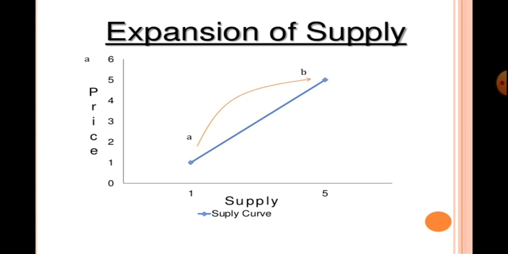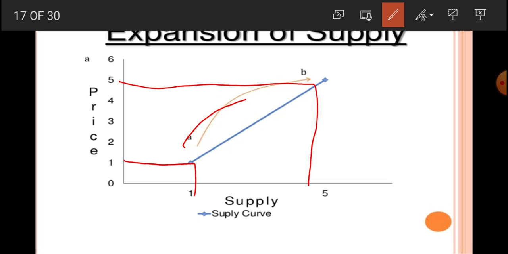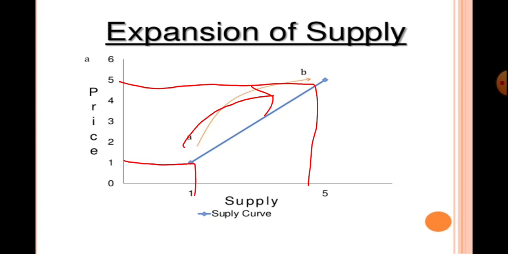So this is expansion of supply. Expansion of supply means, as it is clear, when price of ice cream increases from 1 to 5 rupees, supply also increases from 1 unit to 5 units. So this is the movement along the same supply curve. What kind of movement is there? This is upward movement along the same supply curve. So keep in your mind, in case of expansion of supply, there is upward movement along the same supply curve.